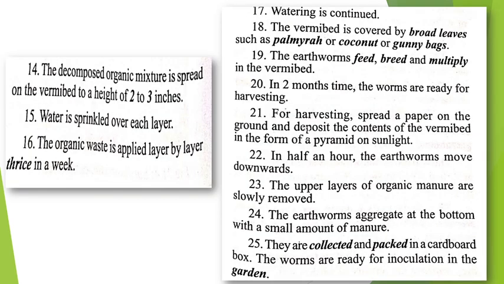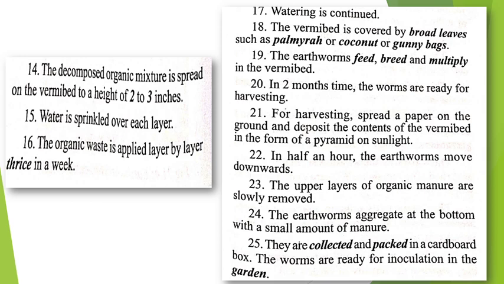Going to the next step, the decomposed organic mixture is spread in the vermibed to a height of 2 to 3 inches. Water is sprinkled over each layer. The organic waste is applied layer by layer thrice in a week. Organic waste includes home waste, fruit waste, or any kind of plant and animal materials. Watering is continued. Then the vermibed is covered with broad leaves such as palm or coconut leaves, or gunny bags. The earthworms feed, breed, and multiply in the vermibed.